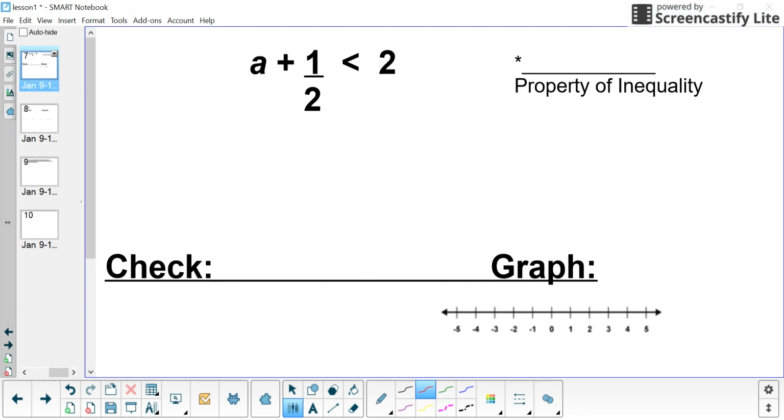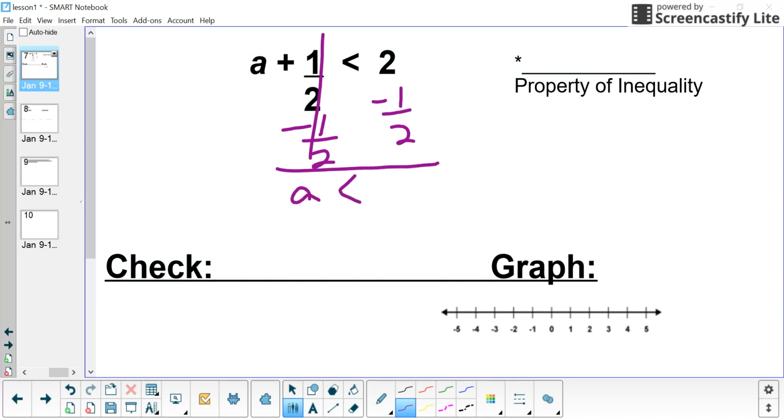Okay, so here's our next example. We have a plus a half is less than 2. Okay, start with your constant. Nothing different. Even though there's a fraction, there's nothing different. So our constant is 1/2. So we're going to minus 1/2 on both sides. On the left, we are left with a is less than 2 minus a half, which just gets you 1.5.